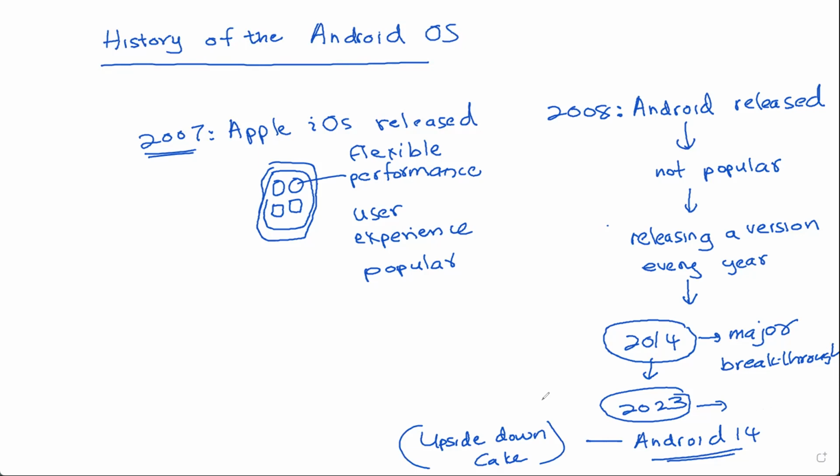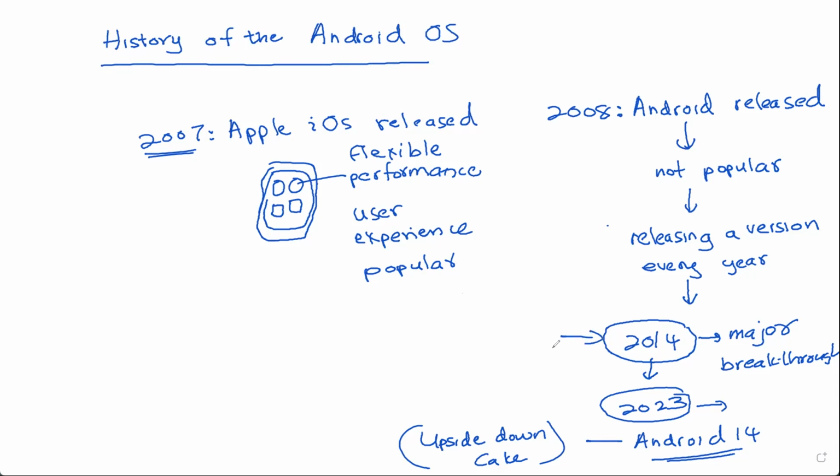Likewise, Android has released multiple versions of its operating system. It has tried to release a version every single year, and by doing that, they have tried to increase their performance in terms of its facilities, its features, and user experience. It has tried to improve its performance every single year.